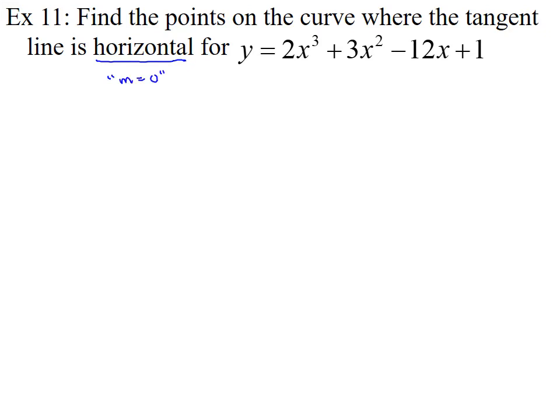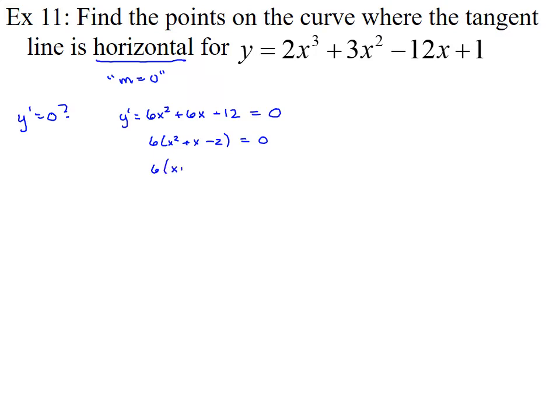Well, if you want to know what points make the slope 0, and since tangent lines come from derivatives, you're asking yourself, where does the derivative equal 0? So let's find the derivative. Y prime is 6x squared plus 6x minus 12. That's from the power rule, and you're going to set that equal to 0. All of those terms share a 6 in common, so I'll factor that out. X squared plus x minus 2 equals 0.